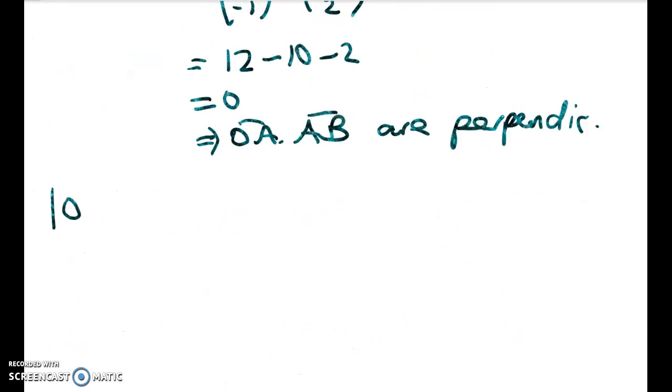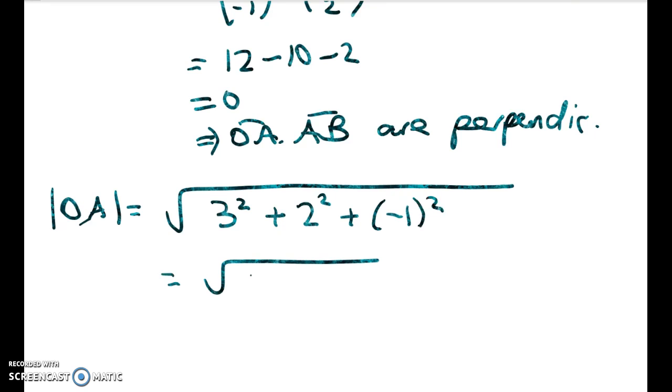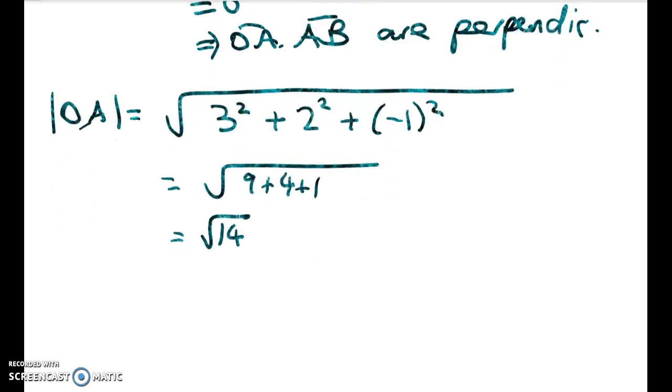Right, so the magnitude of OA will be, what were my components? Let's see. So it'll be 3 squared plus 2 squared plus negative 1 squared, which gives me 9 plus 4 plus 1, which is root 14. So just leave it like that for now. Don't go rounding just yet.